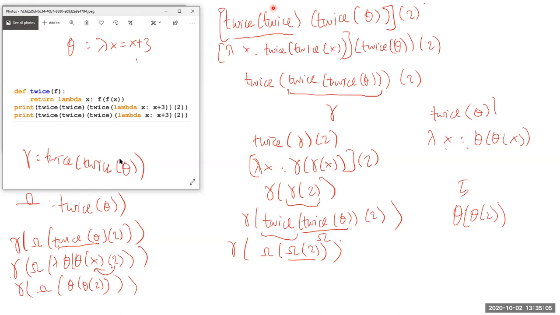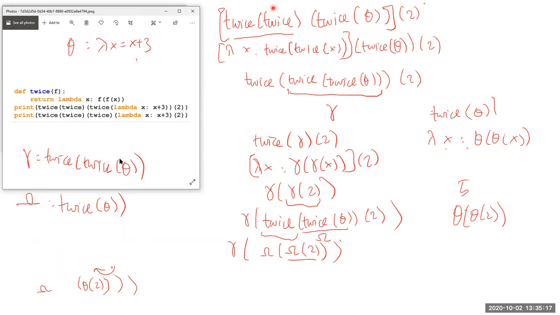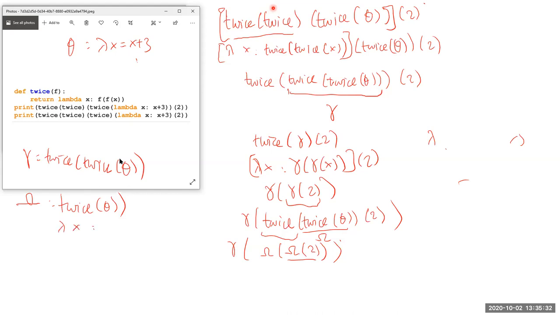Okay. I think let's try to simplify things a bit. It's getting complicated. I think we use the earlier strategy when we used thrice or twice, we'll try to simplify things. So in this case, omega is twice theta. It's like lambda x theta x, which actually can evaluate to x plus 3. So hence, lambda x is x plus 6. At least we got this going.